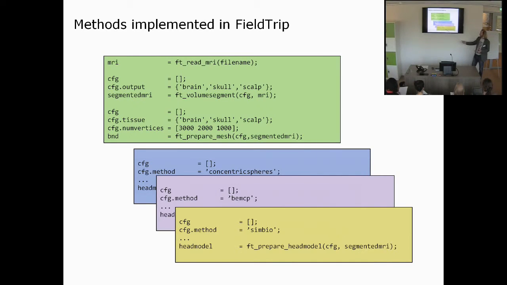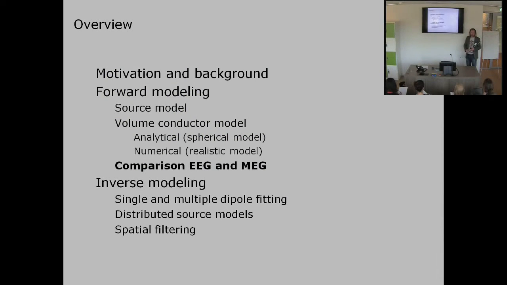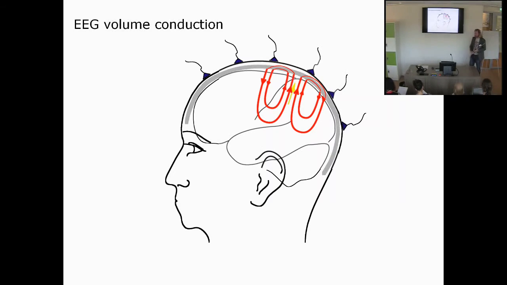Although for Symbio, you would not use 3 different meshes, but you would actually use the full tessellation of the whole brain. Okay, so far I've been explaining the sources and the volume conduction model, but I haven't really been mentioning whether it's for EEG or for MEG. So let me detail a little bit on what the differences and the similarities are between EEG and MEG.